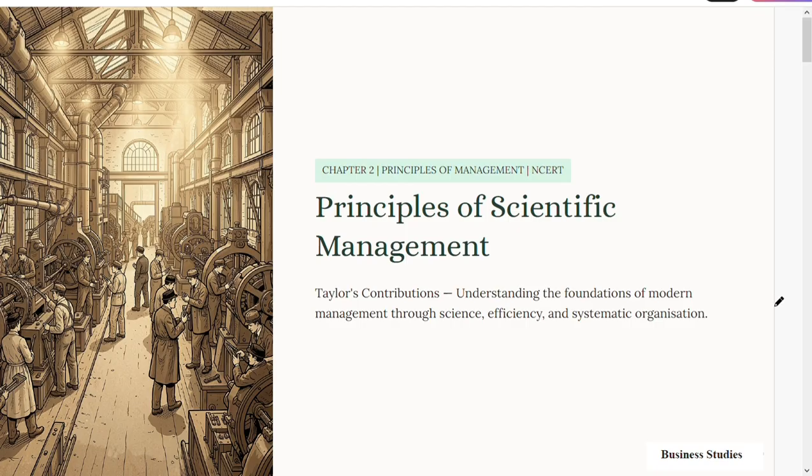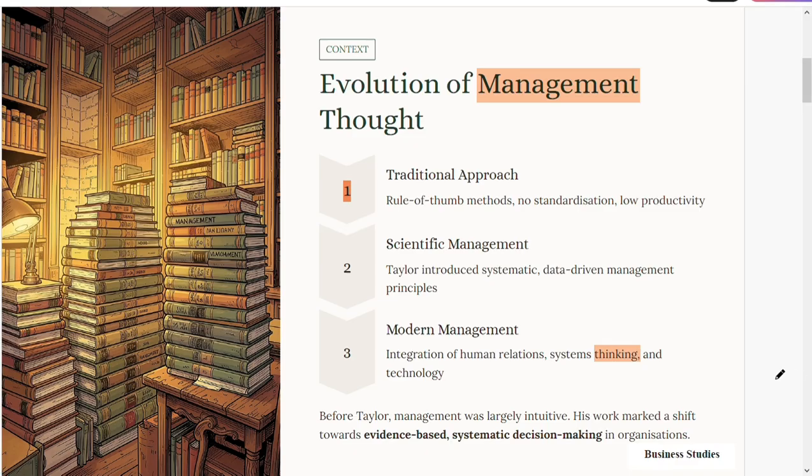Taylor has given a different kind of principle and scientific way of taking decisions compared to Henri Fayol. He did a lot of experimentation while working with Bethlehem Steel Company and other companies, right?